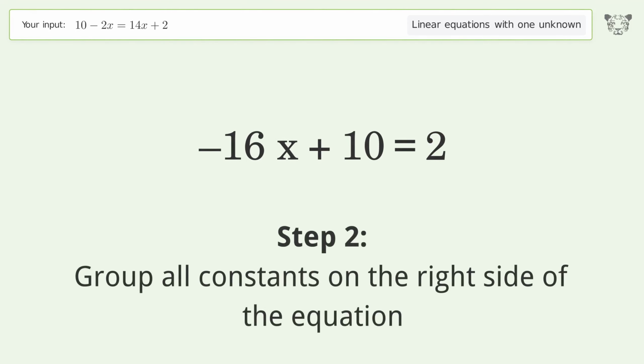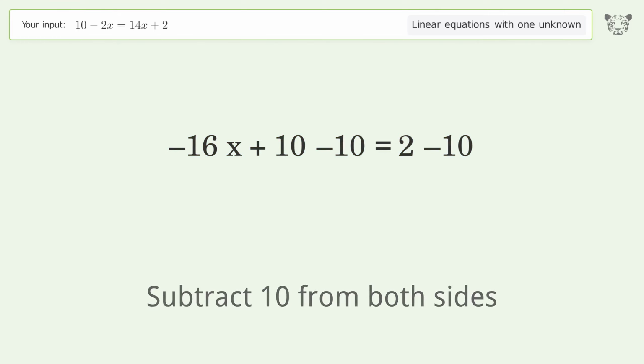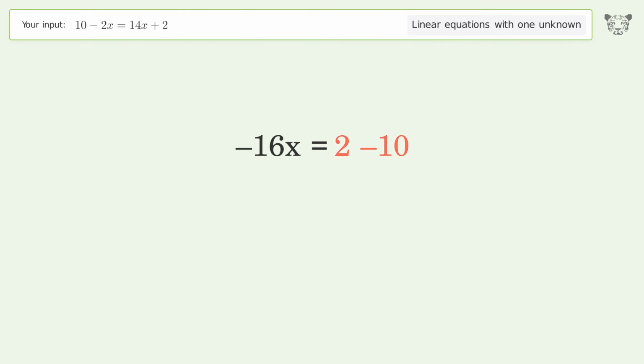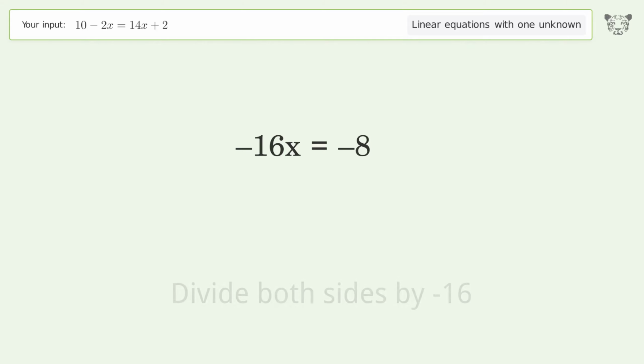Group all constants on the right side of the equation. Subtract 10 from both sides. Simplify the arithmetic. Isolate the x. Divide both sides by -16.